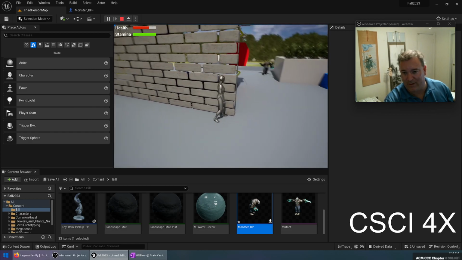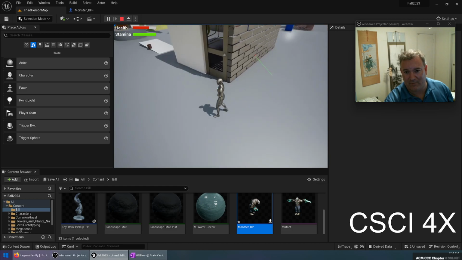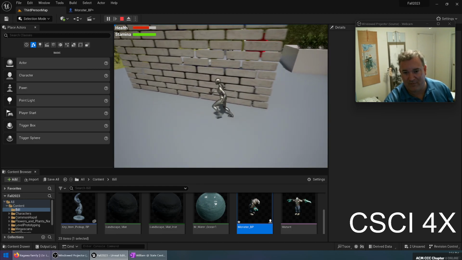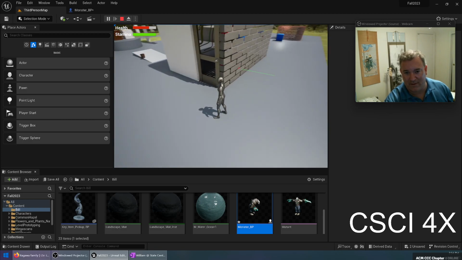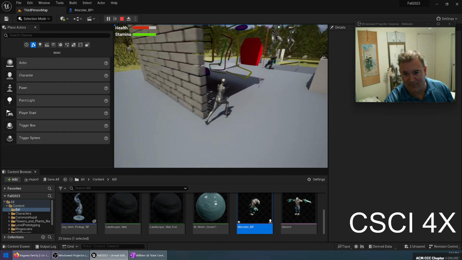Now if I get close to him again, now see he's looking away from me, so it didn't do the trace line. But if I'm, yeah, there we go. I'm in front of him, it did the trace line. If I'm in front of him and within 10 meters, it'll do the trace line, but the wall blocks it, so he's not chasing after me.